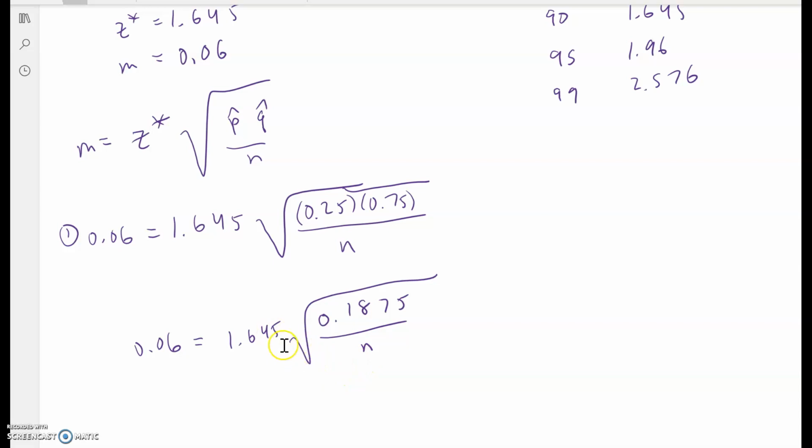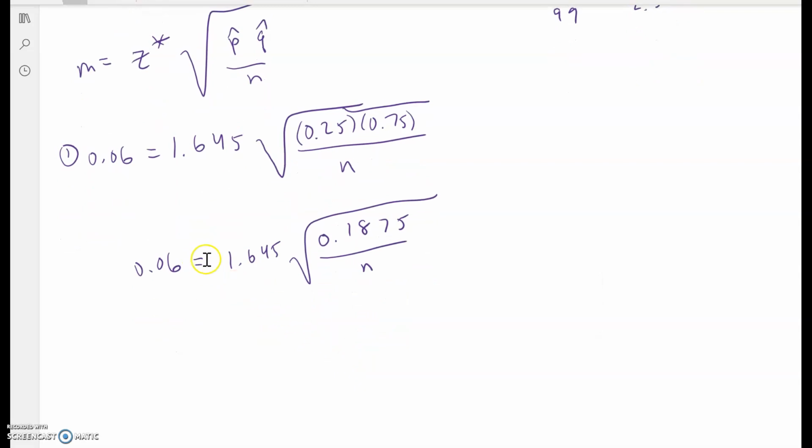So normally you would divide by n, that'd be step one. And then step two would be take the square root. And then step three would be multiply by 1.645. So you do all those steps in reverse in order to solve for n. So step one will be divide by 1.645. And so you can do this. 0.06 divided by 1.645 is equal to square root 0.1875 over n.